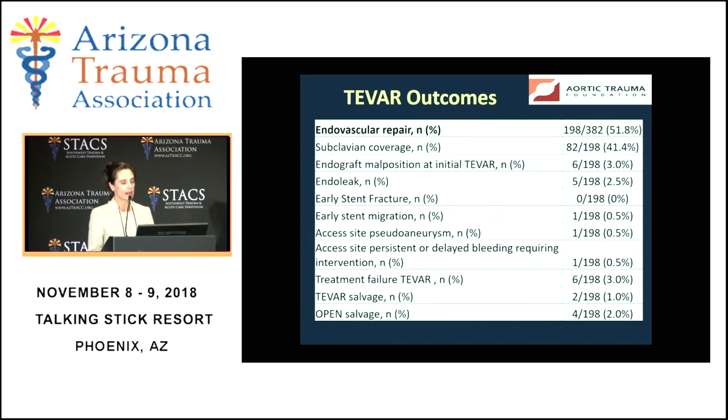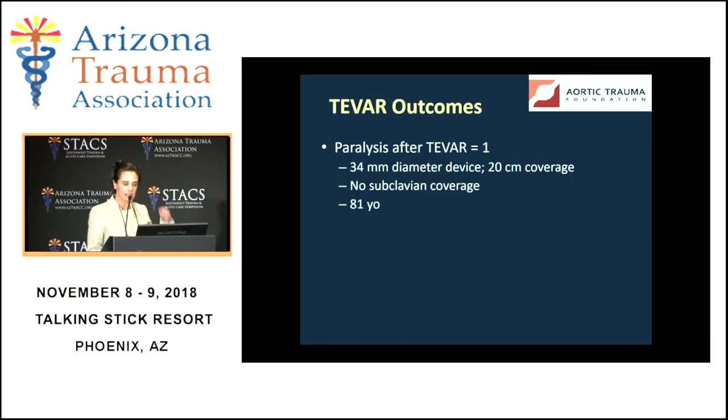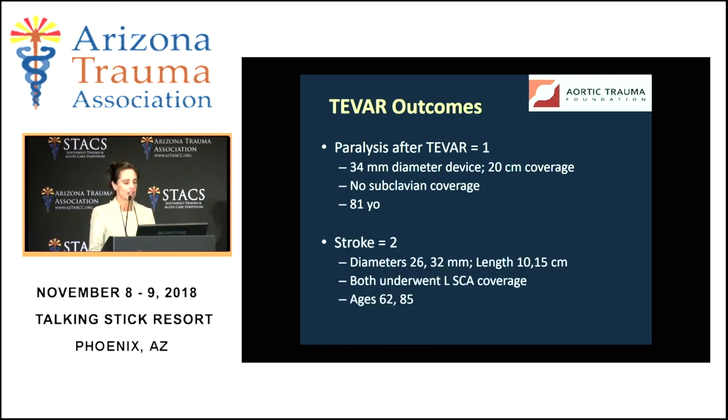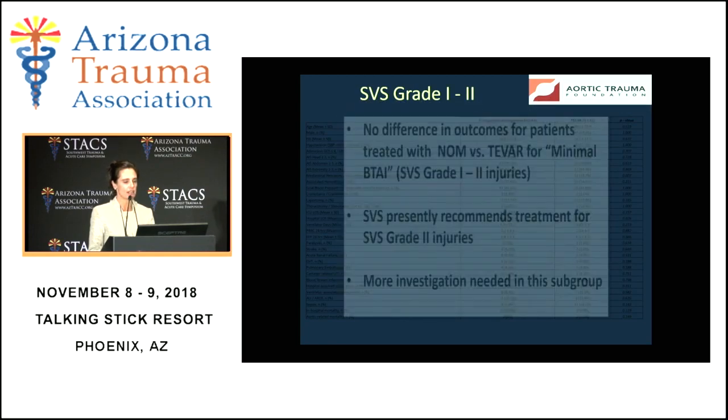The endovascular repair outcomes were certainly acceptable. Low rates of stent fracture and migration; access site complications were not zero, but essentially quite small. And then a treatment failure of 3% for the TVAR group. There was paralysis after one TVAR, but if we look at the centimeter length of coverage, it's 20 centimeters covering the thoracic aorta, which is certainly problematic. And as I mentioned, most devices, either a 10 or 12 centimeter length, are adequate to cover most blunt thoracic aortic injuries. This was an elderly patient. There were 2 strokes in that study.